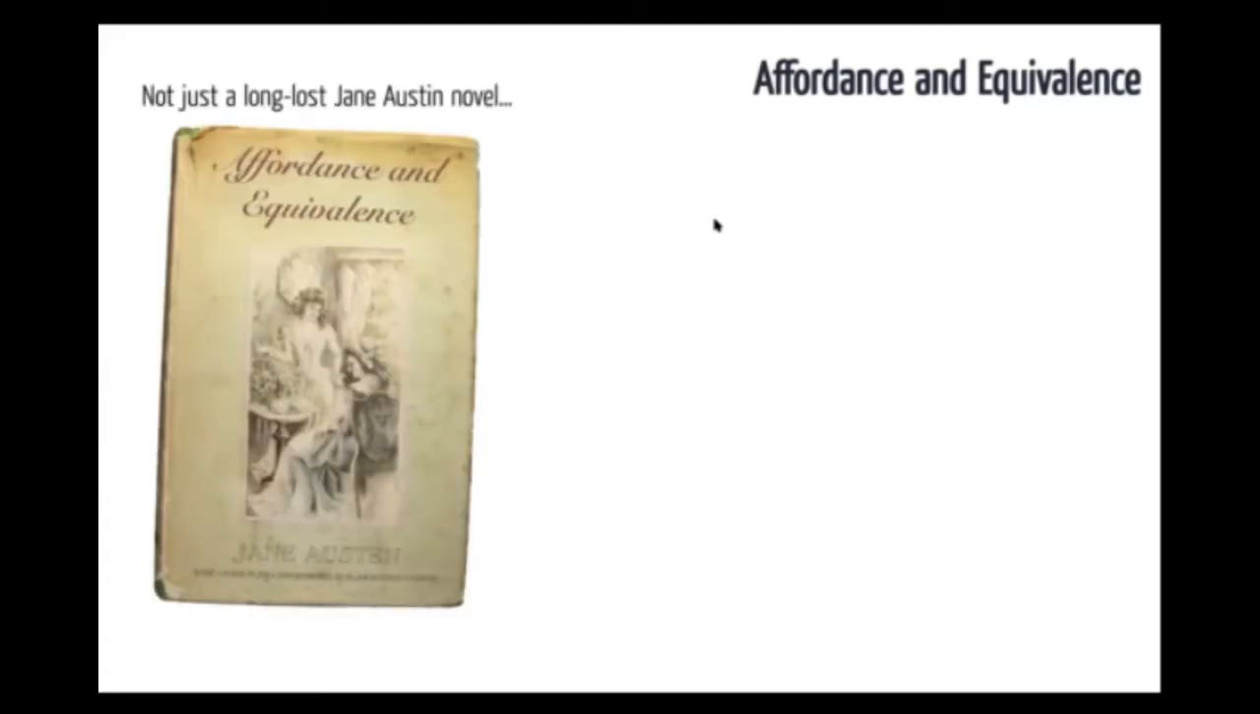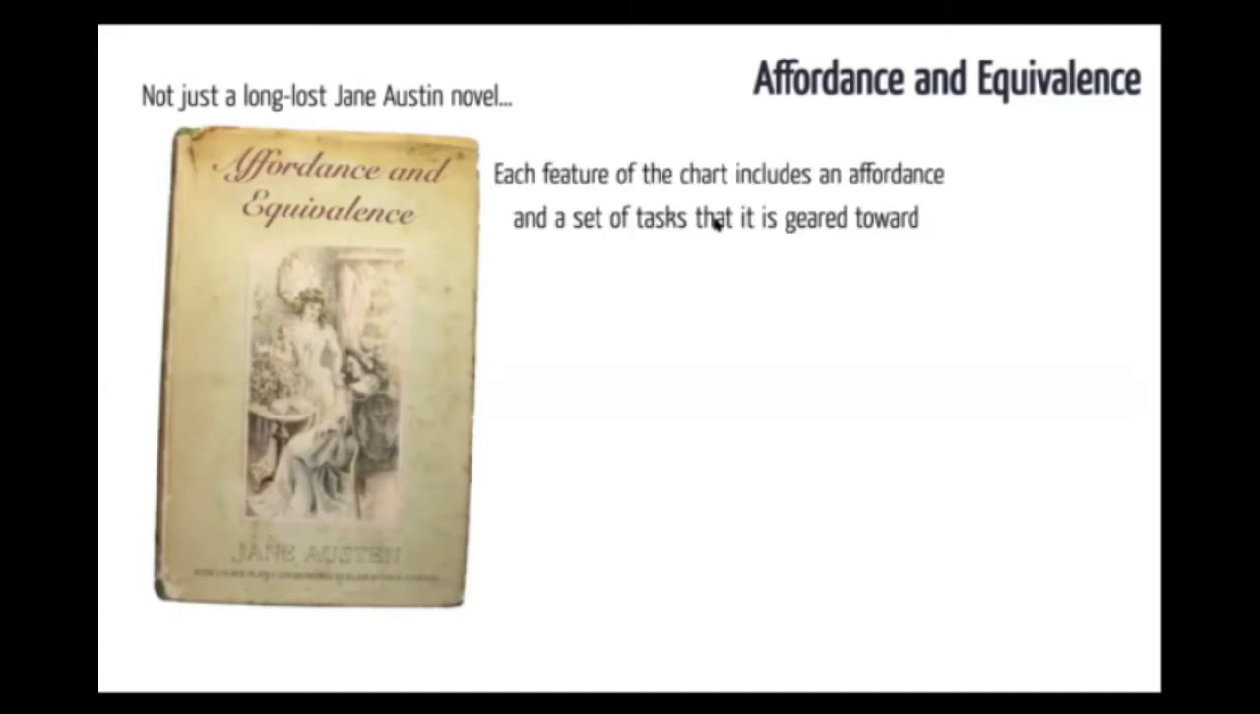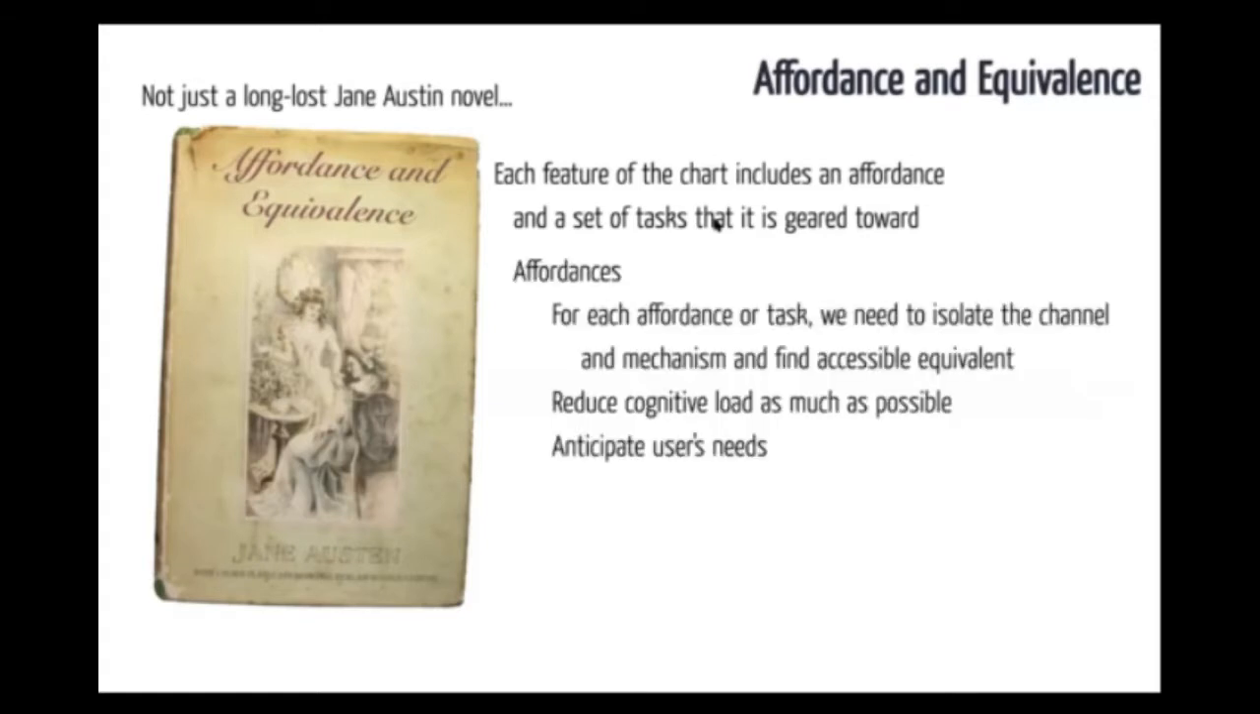So there's something called affordance. Affordance is how you expose information or some functionality and also immediately show how to use that thing. So affordance and equivalence is not just a long-lost Jane Austen novel. This is an idea that we need to take each feature of the chart that includes an affordance and a set of tasks that affordance is geared towards, and we need to make an equivalent experience for someone who has a different way of accessing that information.